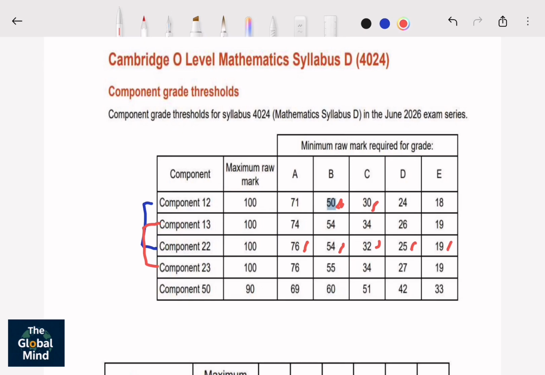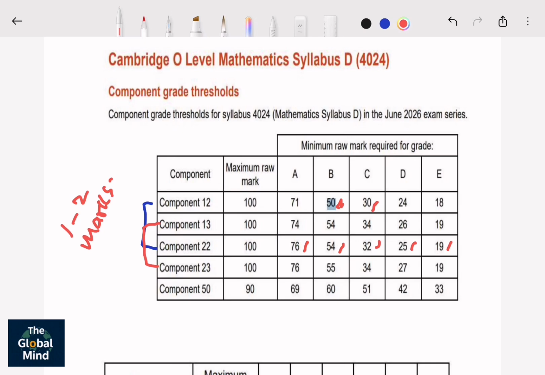So what is the bottom line here? The bottom line is that you can miss a particular grade by a margin of 1 to 2 marks, right? This is the first thing. And the second thing is that if you look at this, 71 is the threshold for paper 1 2, and 76 is the threshold for paper 2 2, component 2 2. So it means that paper 2 2 was moderately easier. That is why the threshold is high.